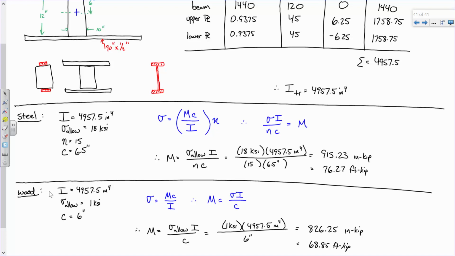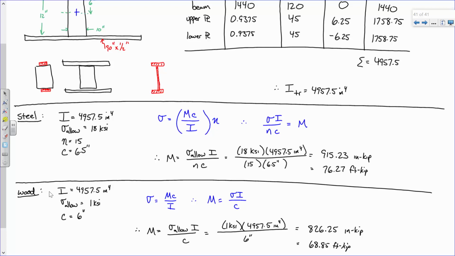In other words, the wood has the most stringent requirements. The wood can only withstand 68 foot kips of moment, whereas the steel can withstand 76 foot kips of moment. So it's the wood that's sort of driving our design decisions.